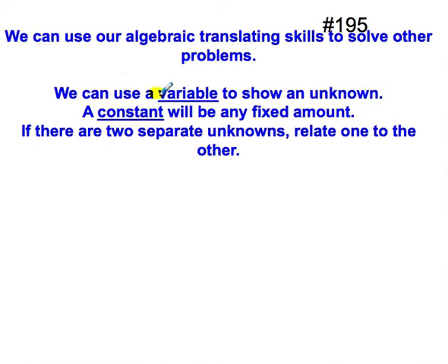We're going to use a variable to show an unknown and a constant as any fixed amount. Sometimes there are going to be two separate unknowns, and the key is going to be to relate them to each other.